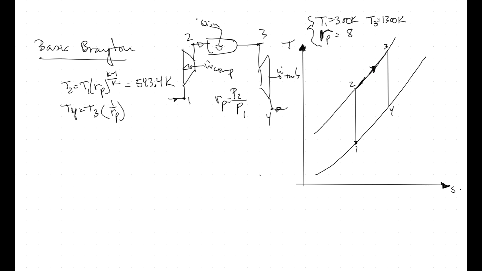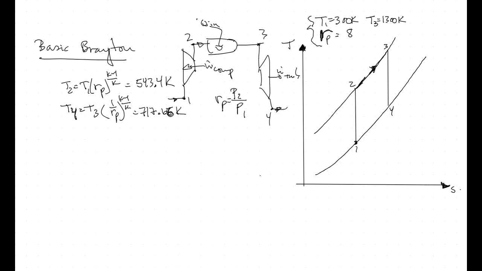And T4 will be equal to T3, isentropic, 1 over the pressure ratio to the (k minus 1) over k. If I compute this, this is going to be 1/8 raised to the power of 0.4 over 1.4, times 1300. When there's only a single turbine, the post turbine temperature is 717.66 Kelvin.